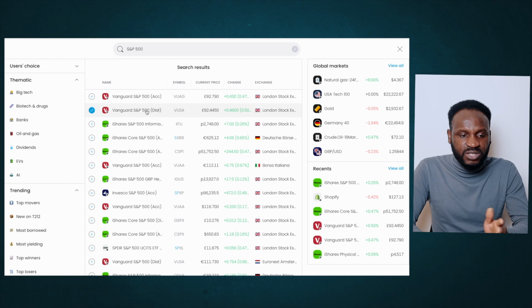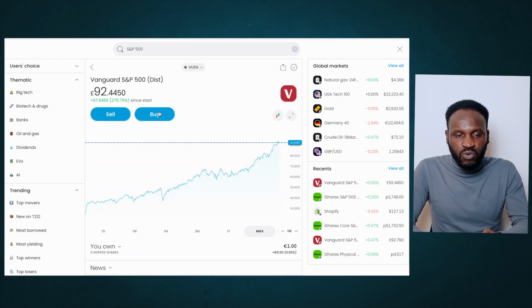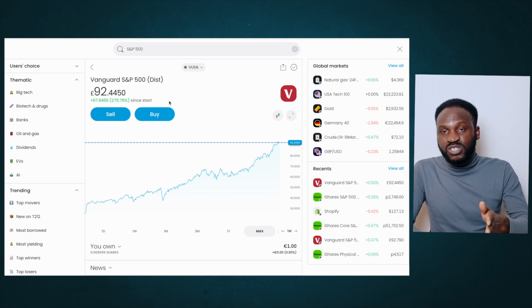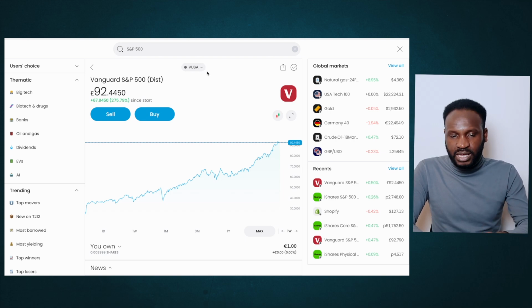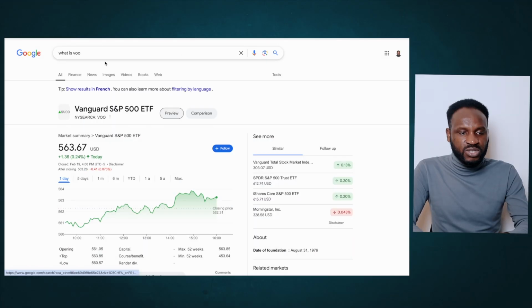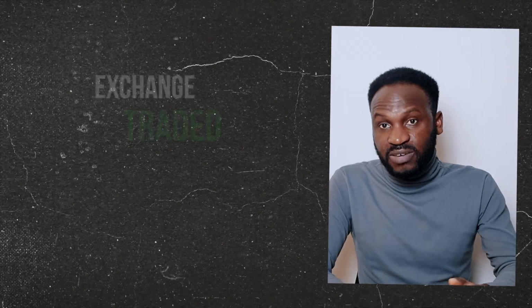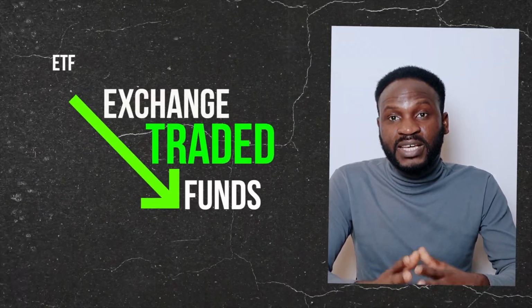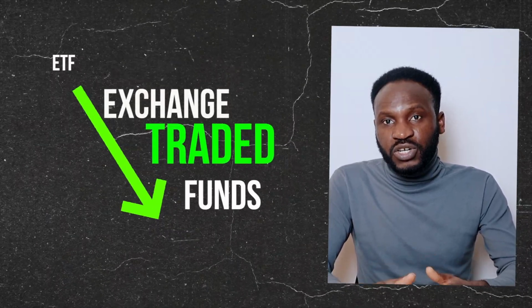If you want to invest in, let us say, Vanguard S&P 500 this rate, if we click on that, it's going to open here. You can see that we can invest in this company if we want, and the ticker code is VUSA. So let us go to Google now. Let us say we search for what is VOO. VOO is Vanguard S&P 500 ETF. If you don't know what ETF means, exchange traded fund.